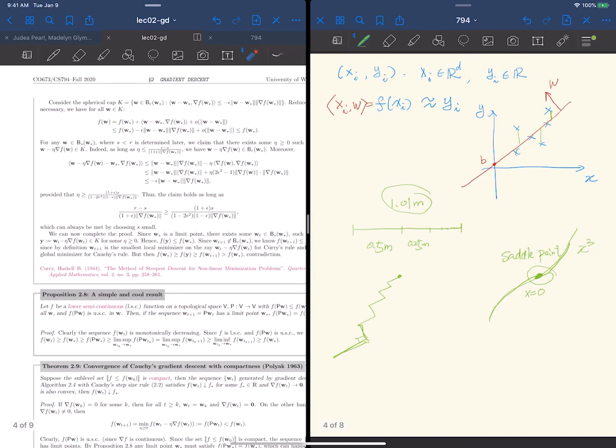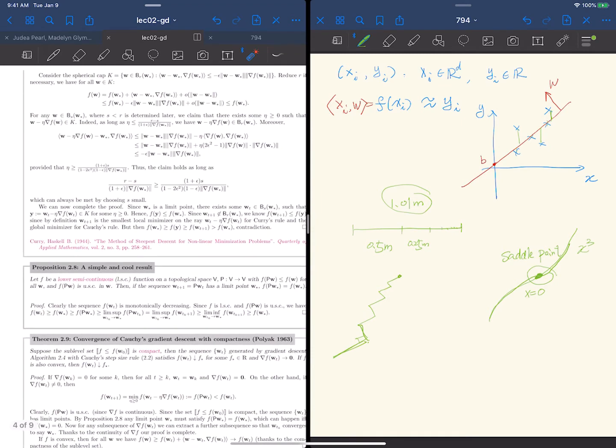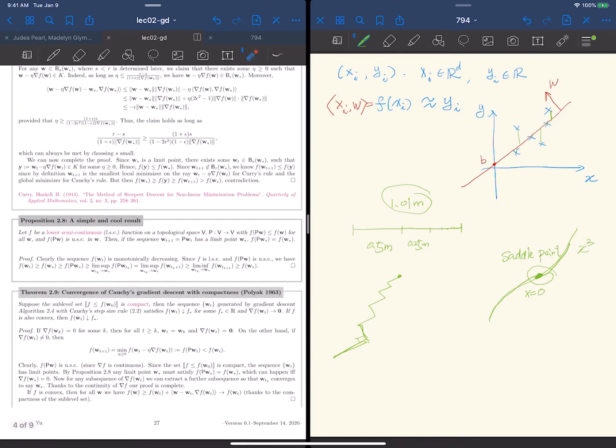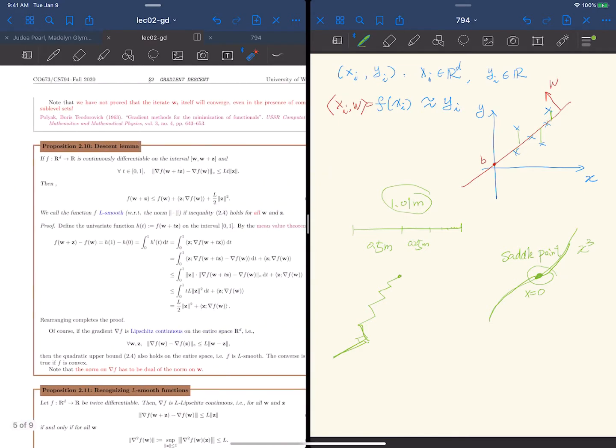As you can see, the proof is long. I cannot even fit it in one page, so we're not going to discuss that. And this is another proof for Cauchy's rule by Polyak in the 1960s. The proof is much simpler and much easier to understand. But again, as I said, we don't use Cauchy's rule nowadays, so I'm not going to go through the proof either. But if you're interested, you can check this by yourself.